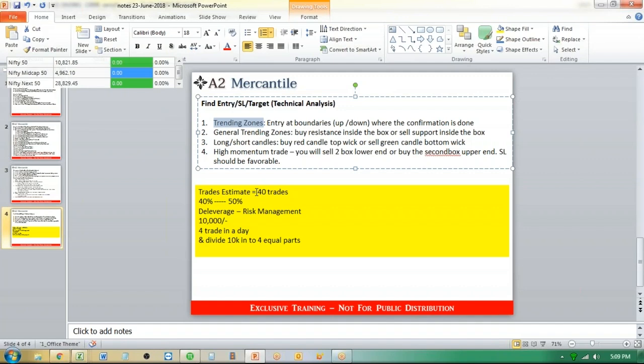If you're working with long or short candles, buy the top wick of the red candle or sell the bottom wick of the green candle. And if you're doing a high momentum trade, please remember the second box formation. After the second box is formed, you will make the position at the top of the second box. After the second box is formed, the price should not retrace back to the lower end of the first box in case of buy, and the upper end of the first box in case of sell.